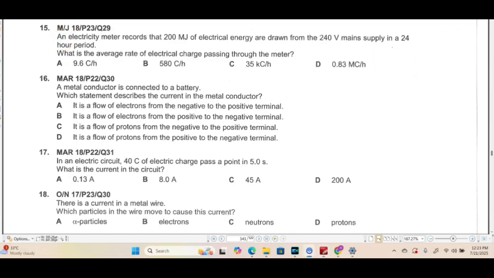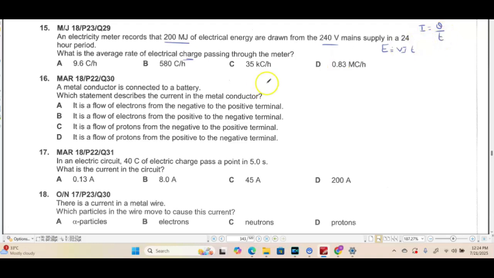Question number 15. An electricity meter records that 200 megajoules of electric energy are drawn from the 240 volts main supply in a 24 hours period. What is the average rate of electric charge passing through the meter? Now we have energy, we have voltage, and we have time. All of these are connected by the formula E is equal to VIT. But what we require is electric charge. We also know that I is equal to Q over T.